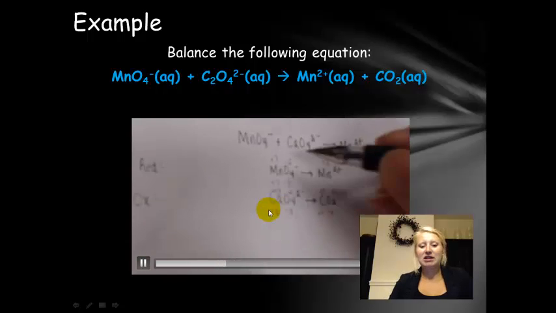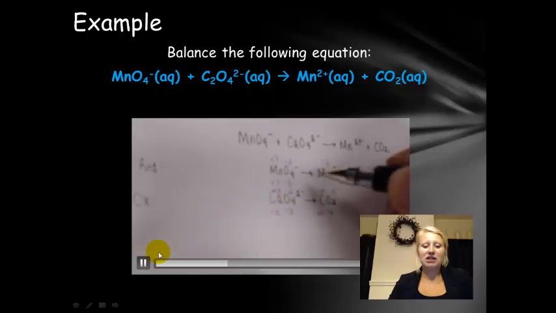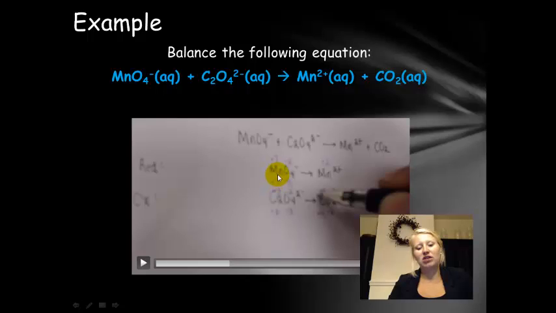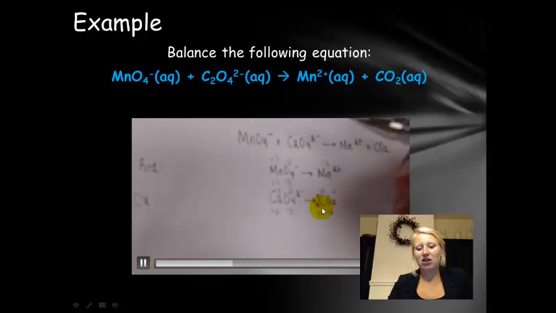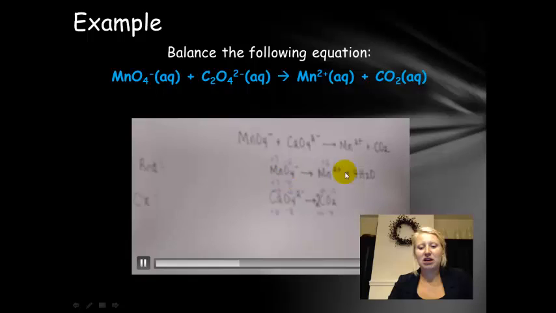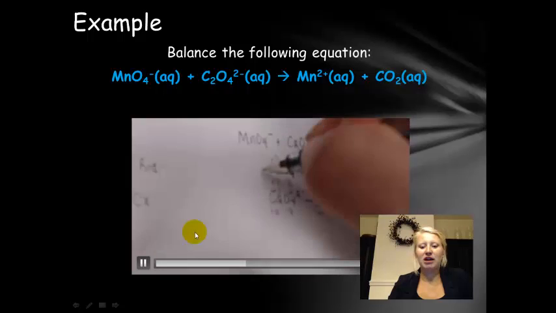The next thing we have to do is balance atoms other than oxygen or hydrogen. So we have one manganese, but down here we see we have 2 carbons and only 1 carbon, so we have to add a 2 to this side so that the carbons are balanced. Next, we have to balance oxygen by adding water. So we have 4 O's here, so we need to add 4 waters on this side. Here we have 4 O's, and here we have 4 O's, so we're okay.